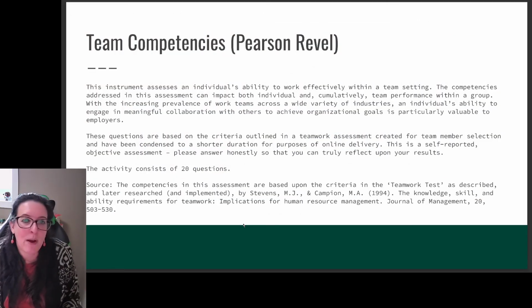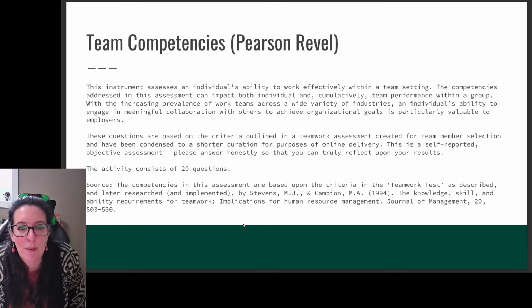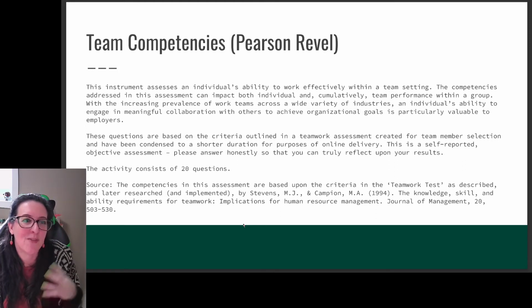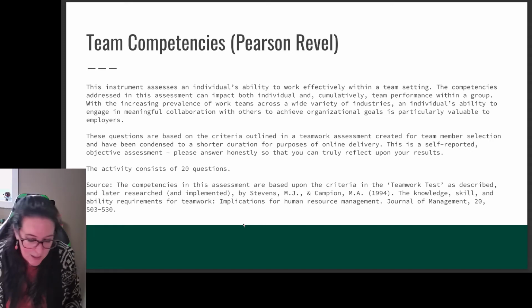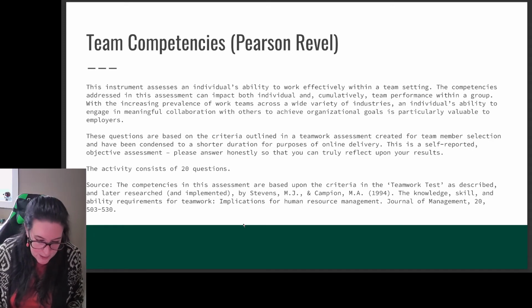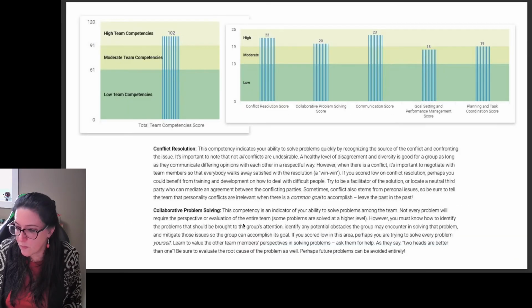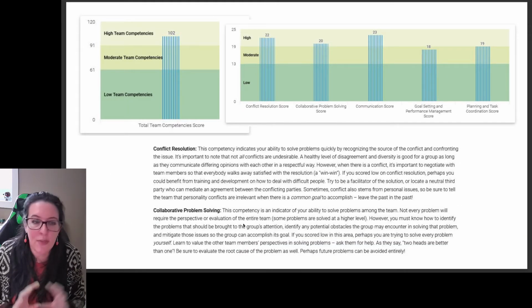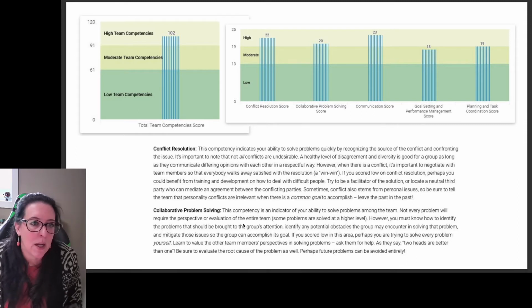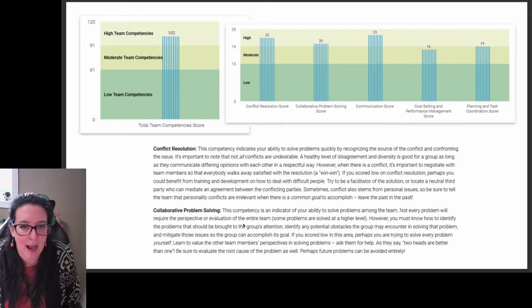There's another Pearson Revel survey we'll look at here. And so here we're looking at the impact that both individuals and the team have on the group. So in terms of team competencies. And so we'll look at a number of different team competencies here. So if we think about your team, it rates you as high, moderate, or low, and it's breaking down competencies into a number of different aspects.